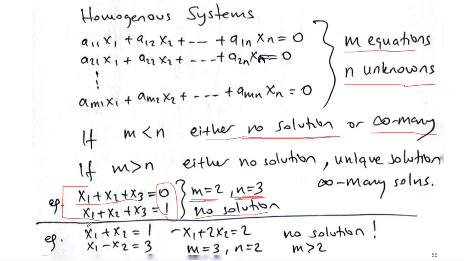Another example, suppose I have these three equations this time, but two unknowns. 3 equations and 2 unknowns. And this has no solution in this case. So we cannot find any x1 and x2 that satisfies all these 3 equations at the same time.